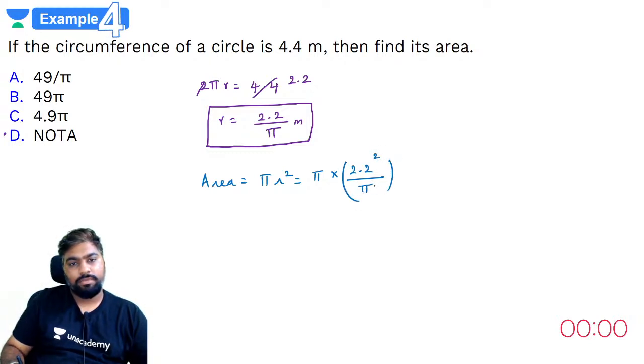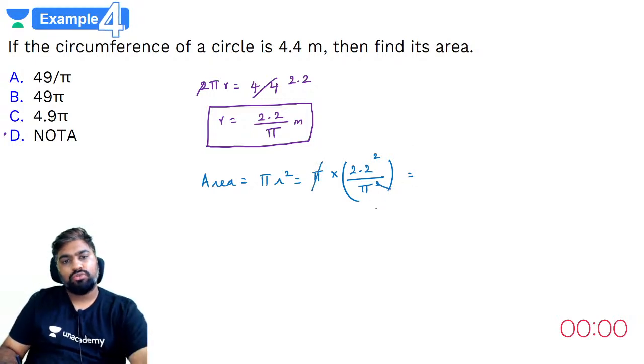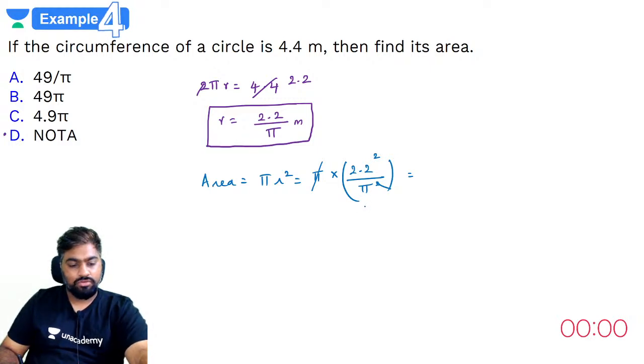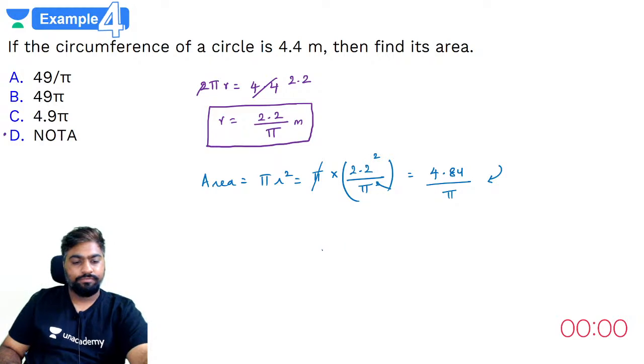So I would square it separately here and here. I hope you're getting this. So this pi goes, this pi goes. You basically have 2.2 square by pi. Yes, that's your area. So 2.2 square is how much? 22 square is 484, so this is 4.84 by pi. Cool.